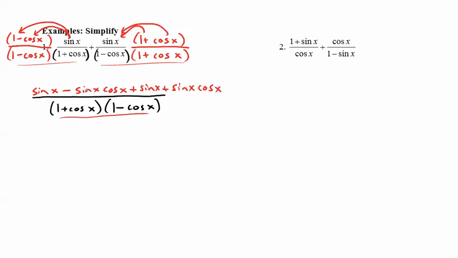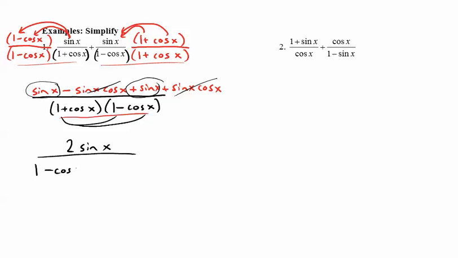So we have two terms. One is positive sine cos. One is negative sine cos. We've got two common terms here. 1 sine x plus 1 sine x is 2 sine x's. And then we can expand the bottom. 1 times 1 is 1. 1 times negative cos is negative cos. Cos times 1 is cos. And cos times negative cos is negative cosine squared. So we get 2 sine x over 1 minus cosine squared.